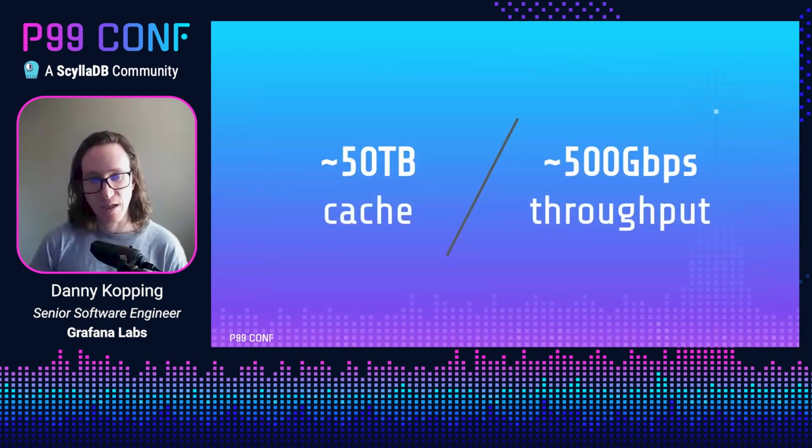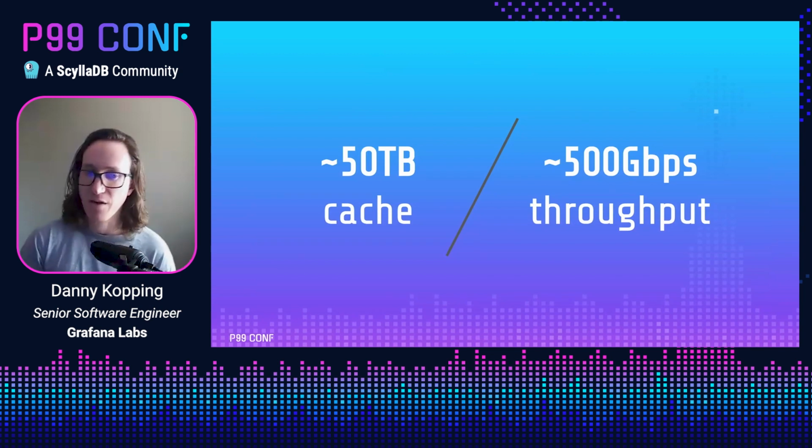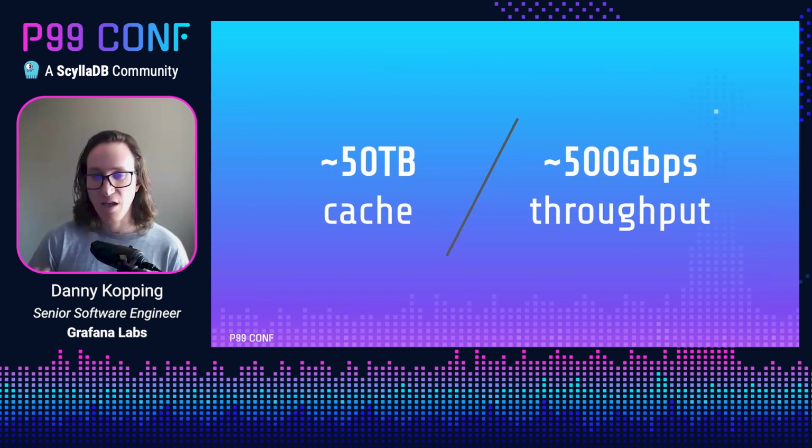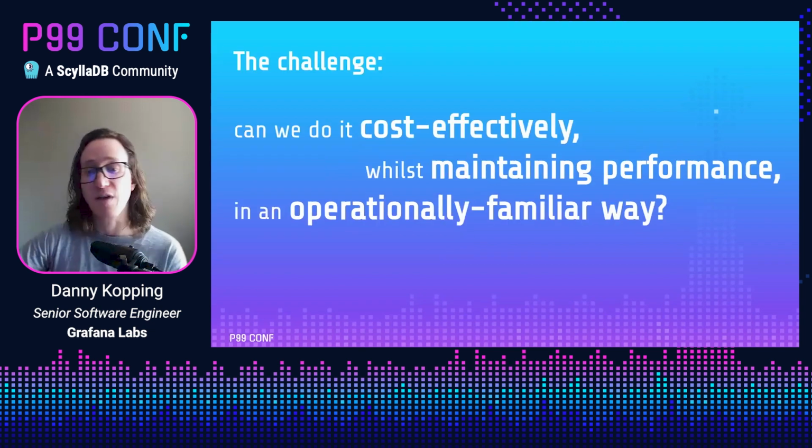So when we were figuring out how large this cache needed to be, we estimated that we would need about 50 terabytes of cache and about 0.5 terabit of network throughput in order to serve the same amount of traffic that we had currently and retain as much of the chunks as possible, instead of having to go out to object storage to fetch that information.